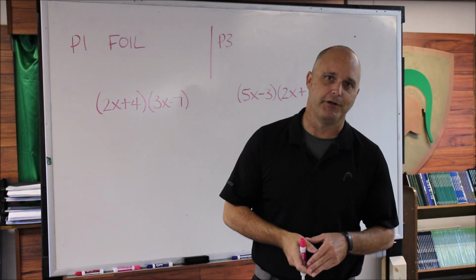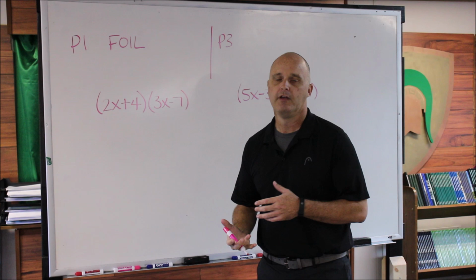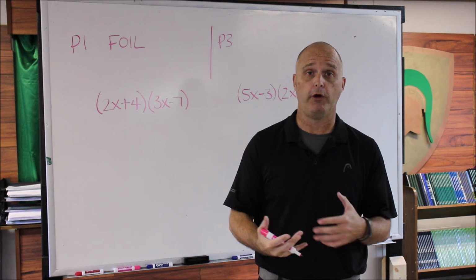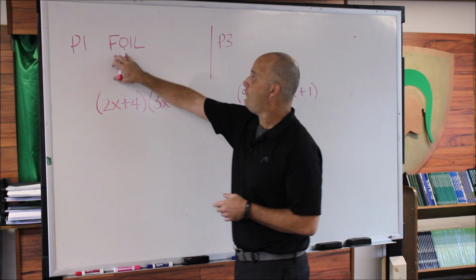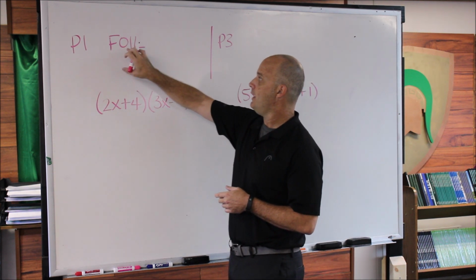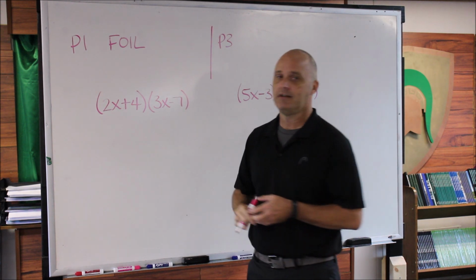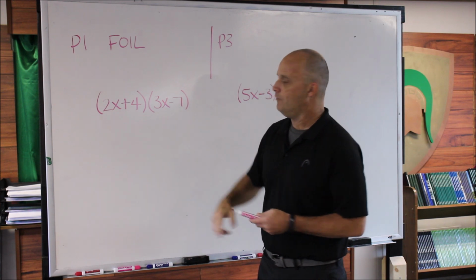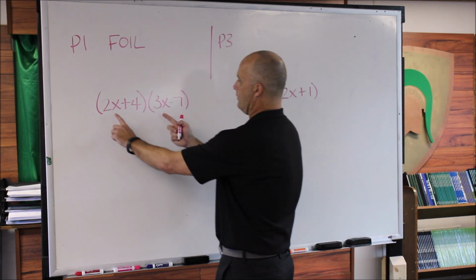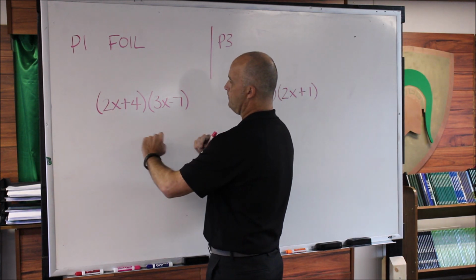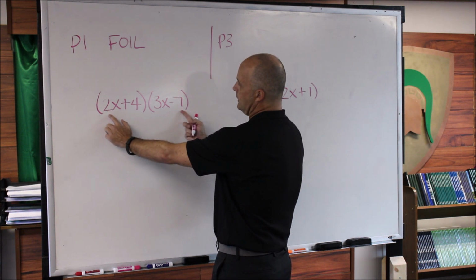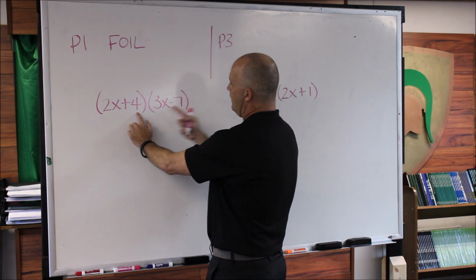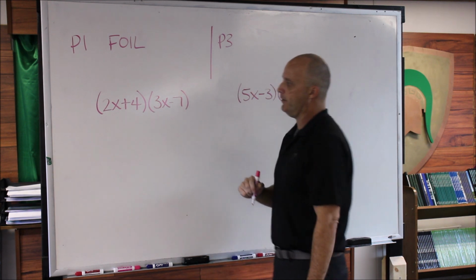In this next section, we're going to look at the distributive property with binomials, and specifically a form of the distributive property that we call FOIL. Now FOIL, F-O-I-L, stands for first, outside, inside, and last. The way that this works is if you've got two binomials, you basically have four positions. You've got the first position in each binomial, the outside position in each binomial, the inside position in each binomial, and then the last position in each binomial.